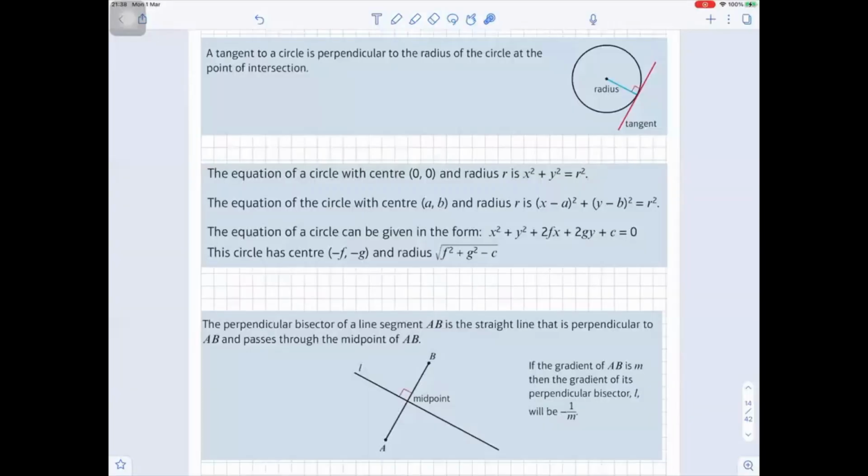So these are some of the key things about circles that we can use. A tangent to a circle is perpendicular to the radius. And the equation of a circle with center 0, 0 is x squared plus y squared equals r squared. And the equation of the circle with center (a, b) and radius r is (x minus a) squared plus (y minus b) squared equals r squared. That's the formula there. And if the gradient of AB is m, then the gradient of its perpendicular bisector is minus 1 over m. So we might use some of these ideas. So it's very important to remember them.